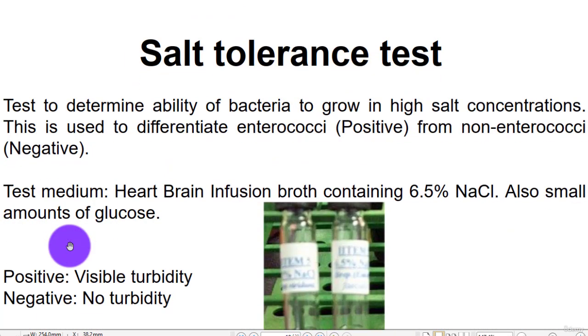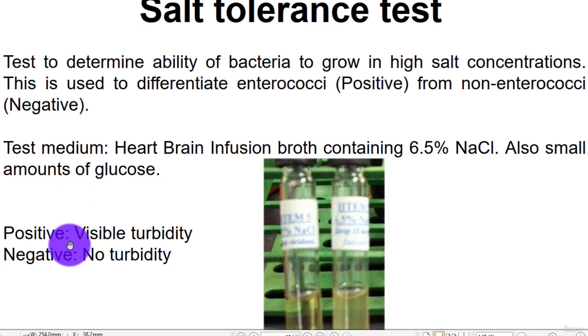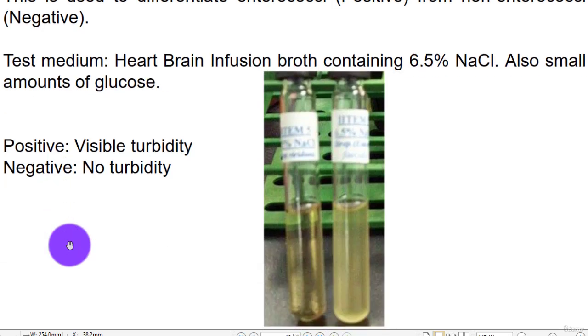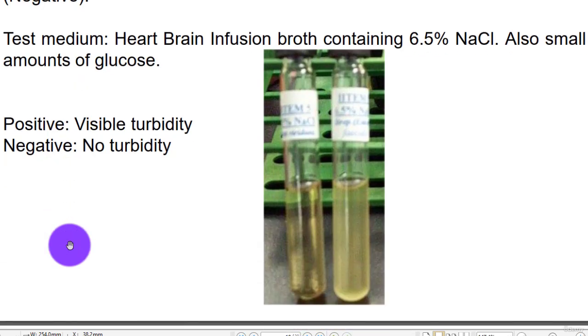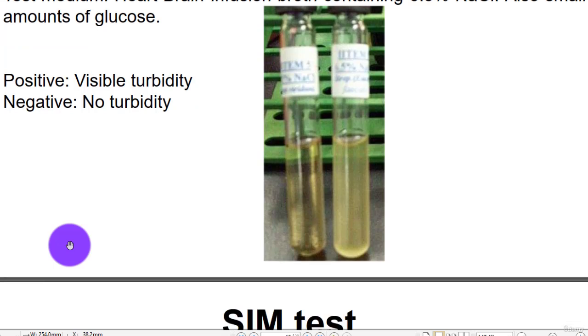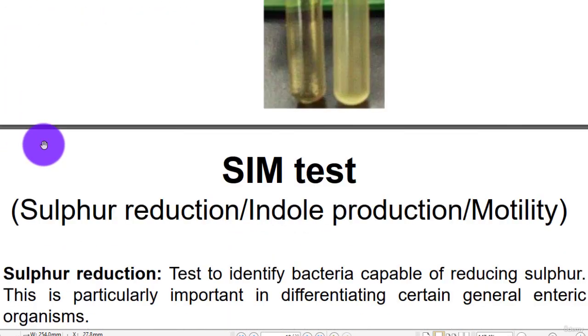Salt tolerance test determines the ability of bacteria to grow in a high salt concentration. This is used to differentiate enterococci, positive, from non-enterococci, negative. Test in heart-brain infusion broth containing 6.5% sodium chloride and a small amount of glucose. Visible turbidity is positive, no turbidity is negative.